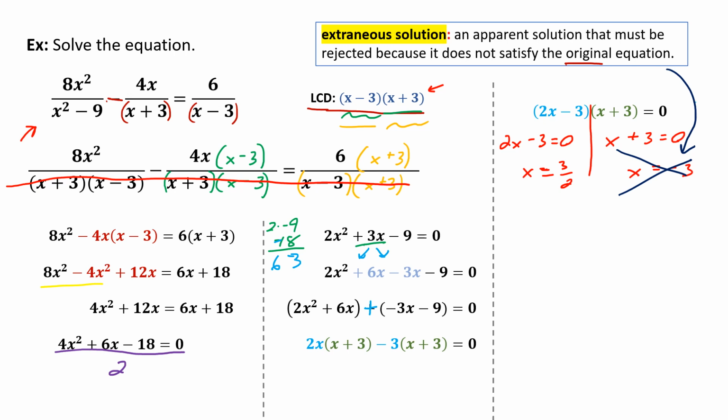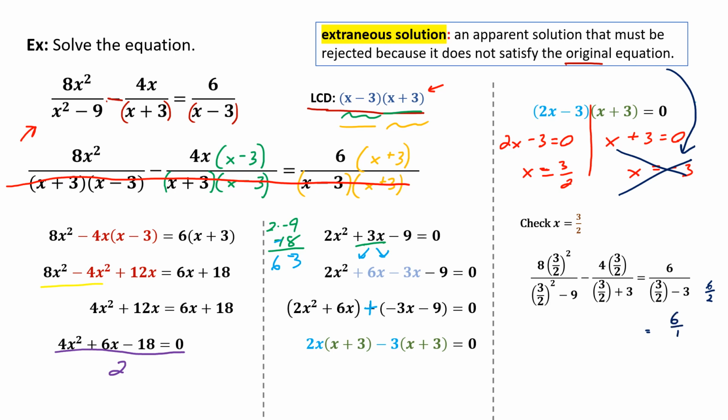Now we have to check x equals 3/2. So here's what that looks like with substitution. You can use a calculator, but don't let your other skills get rusty. I just want to show you the right side. So on the right side, I would have 9/2 minus, so 3 could be written as 6/2, which would give me 6 divided by -3/2.